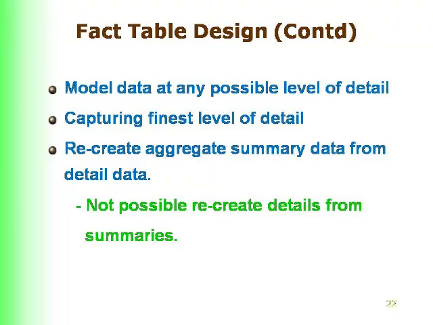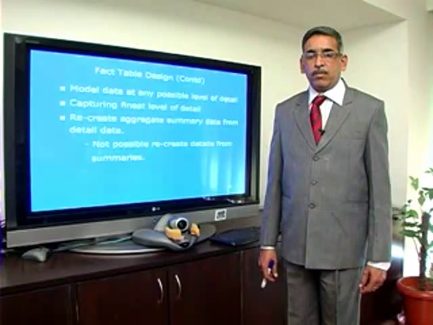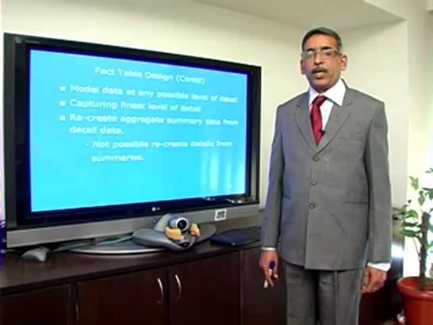Storing data at most detailed level results in much higher disk requirements. It is always possible to recreate aggregate summary data from detailed data, but we cannot recreate details from summaries. That's why choosing of grain is a very important aspect in the fact table design. The reason of having high disk requirements when you reduce the size of the grain is that we have to accommodate more data.